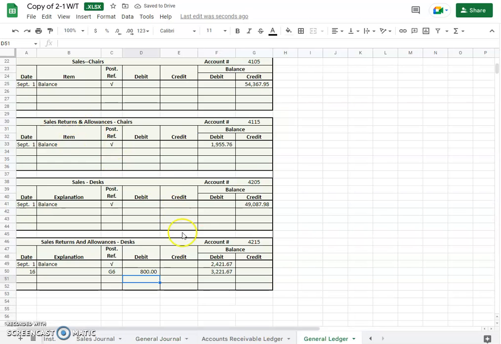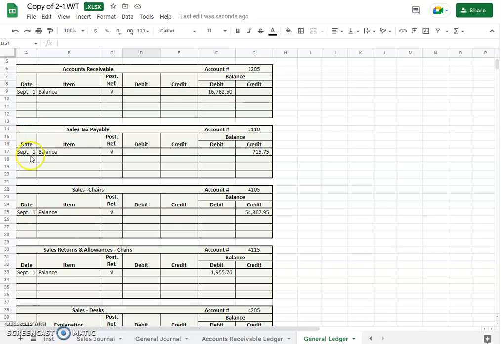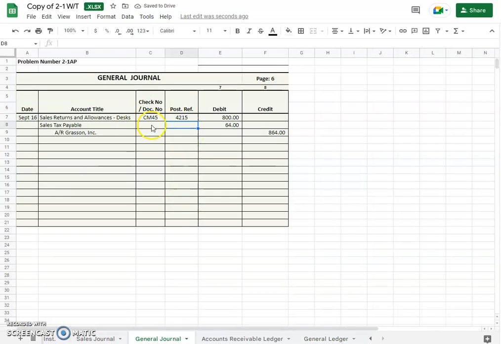Again, we'll go to the general ledger. The 16th from general journal, page 6. And a debit of $64. And our credit balance, we will be subtracting that $64 debit. And account number 2110.